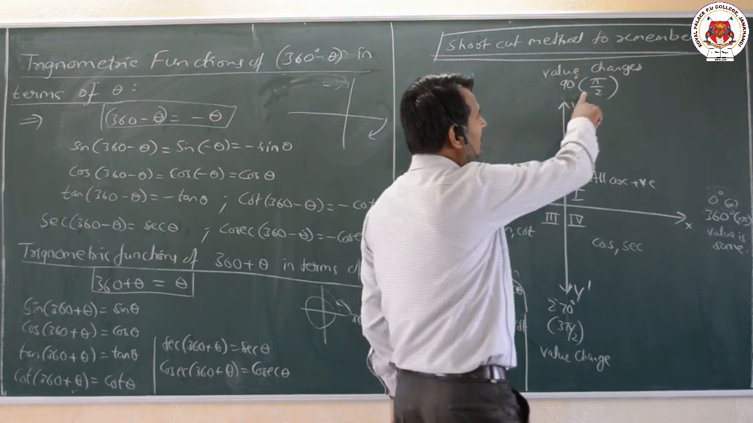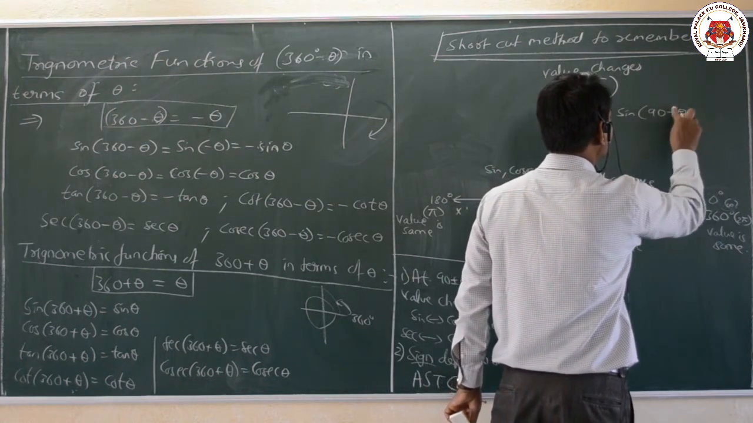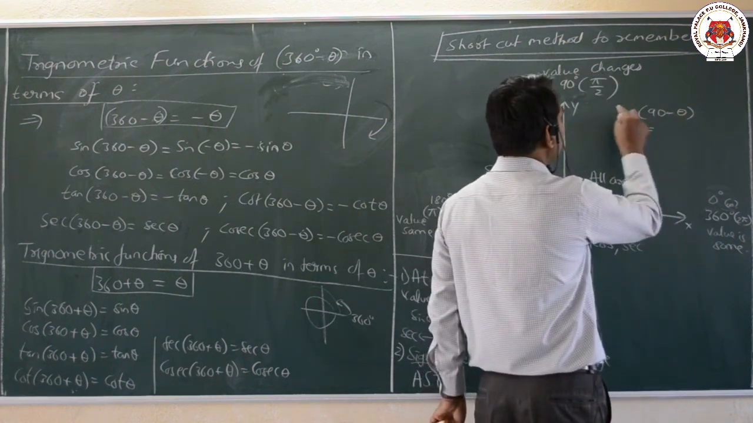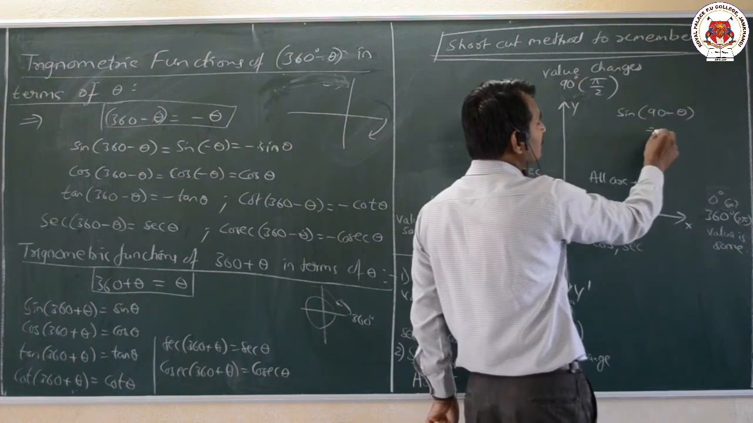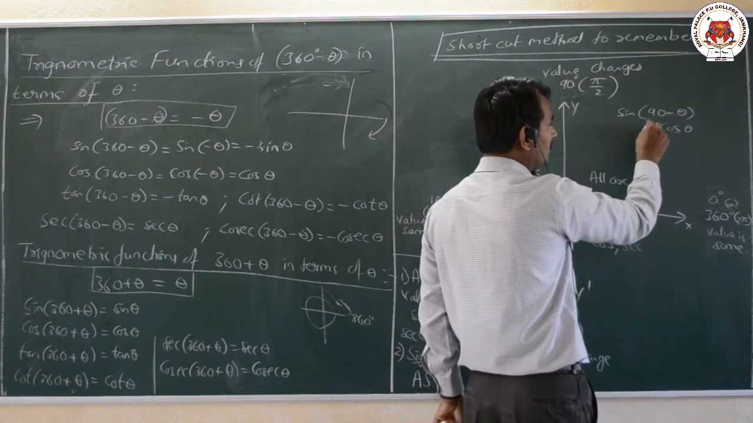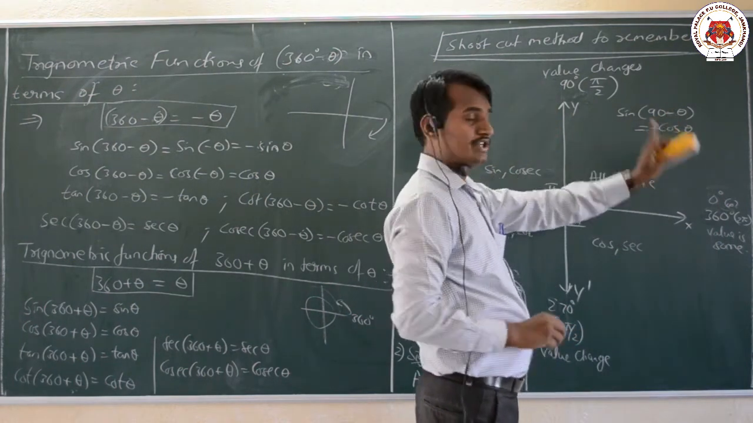For example, if you have sine of 90 minus theta, which quadrant does it come in? First quadrant. That means the value changes, so sine becomes cos theta. Is sine positive or not? It is positive. So what we get is sine of 90 minus theta is cos theta.